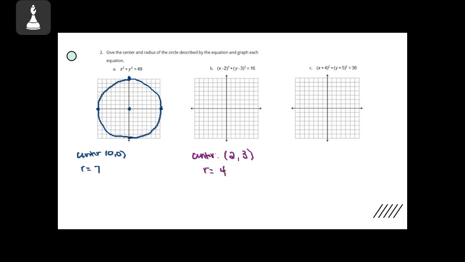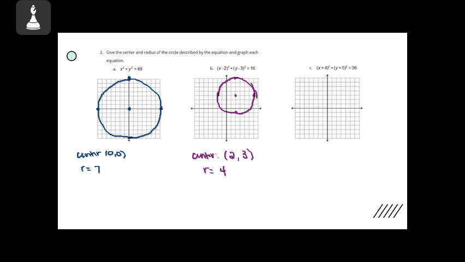So I will first find the point 2, 3, and then I'm going to count 4 in all 4 of those directions. Up, right, down, and left. And again, do my best attempt at making a circle. As you work through it, you'll get a little bit better at drawing them, but do know that mine are not perfect either. So do your best.